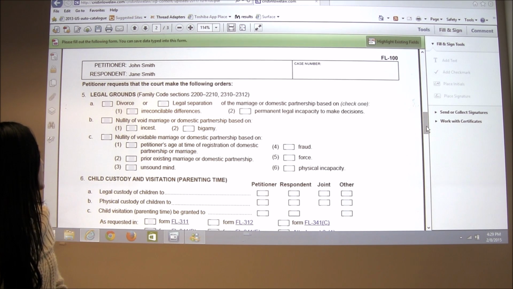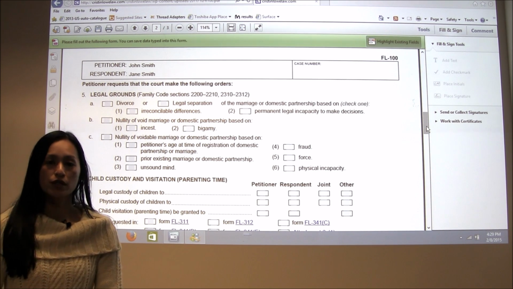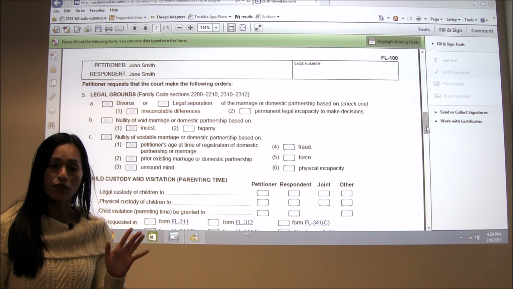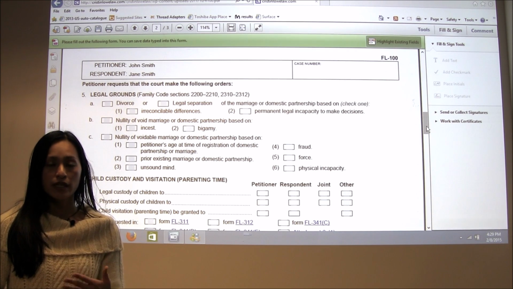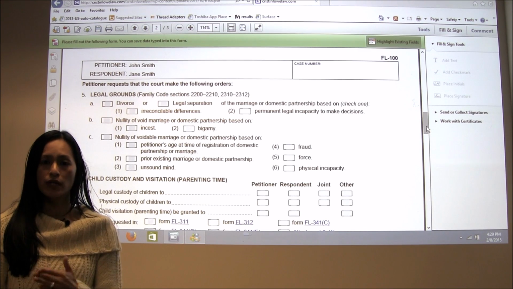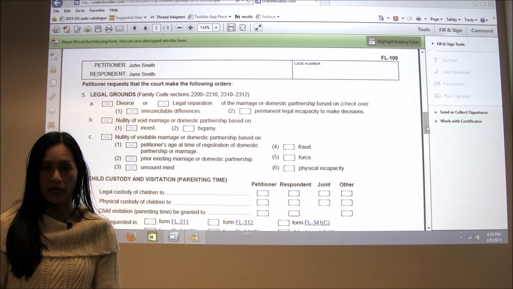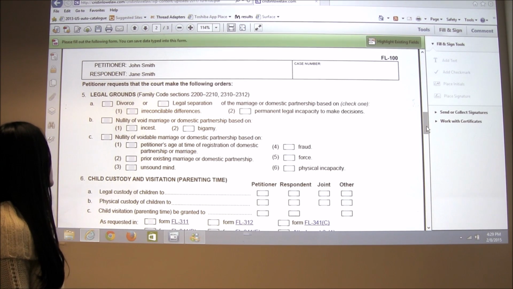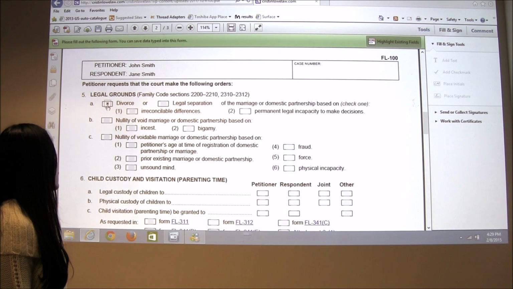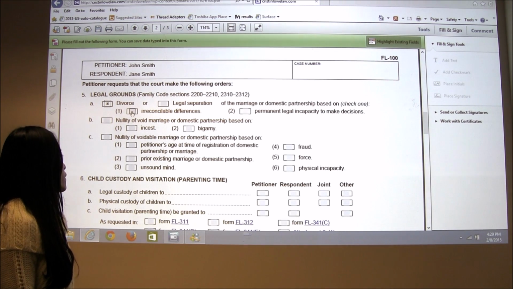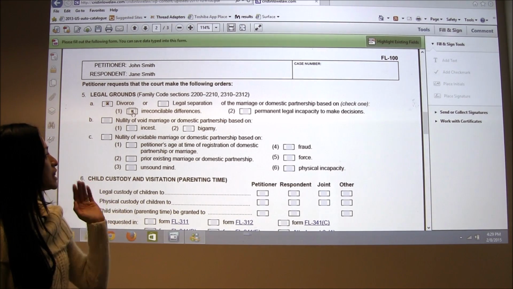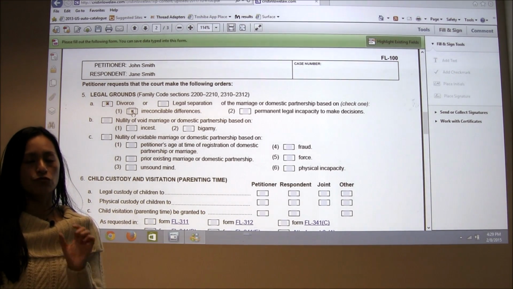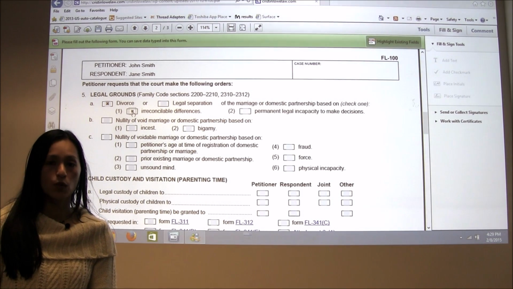Legal grounds, number 5, the reason why you're asking for a divorce. So as I referenced earlier, divorce in California, it's a no-fault state. We don't really have a basis. It's not a fault. We don't care so much about why the marriage is breaking down or whose fault it is. So what's important in your case is, for most people, it's irreconcilable differences. So in this case, we're going to check the box divorce, 5A, and we're going to put irreconcilable differences. The other basis for a divorce would be permanent legal incapacity to make decisions, and that's a really, really narrow category, and very few people qualify for it.